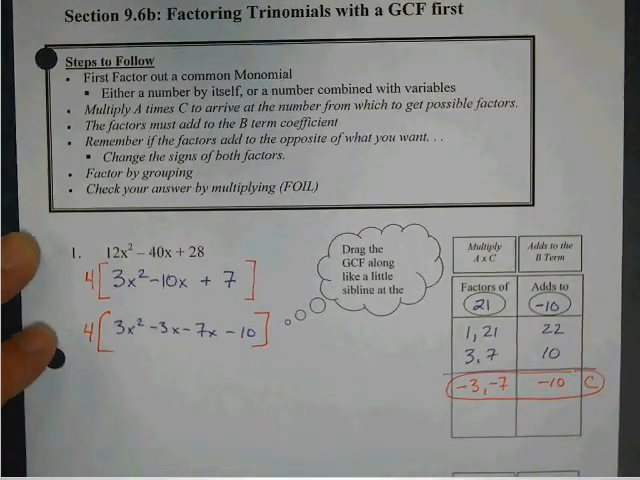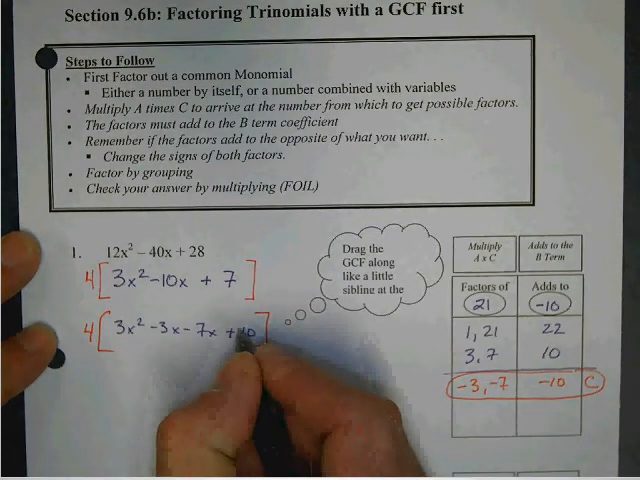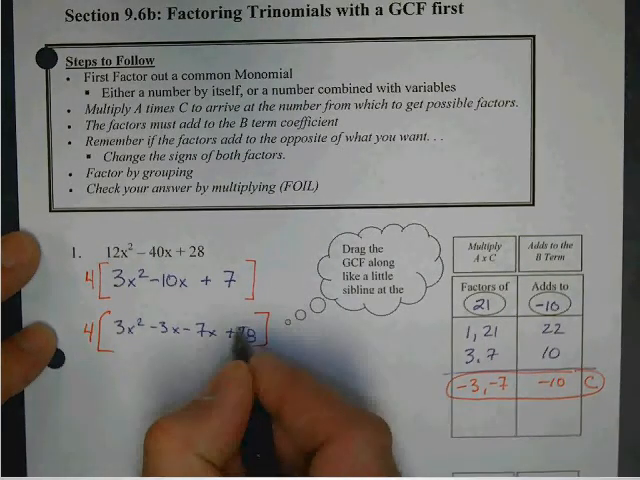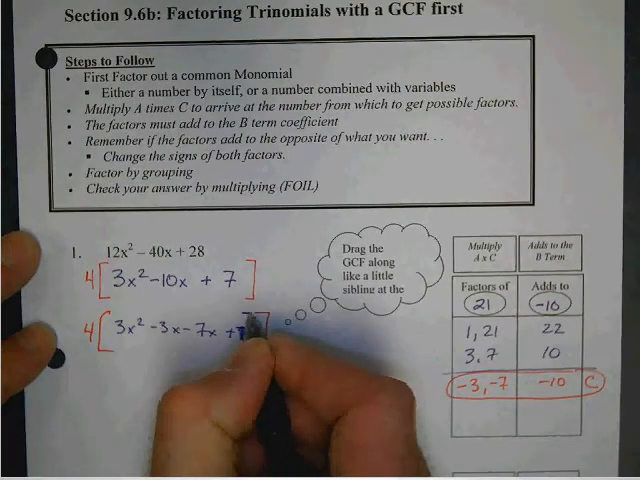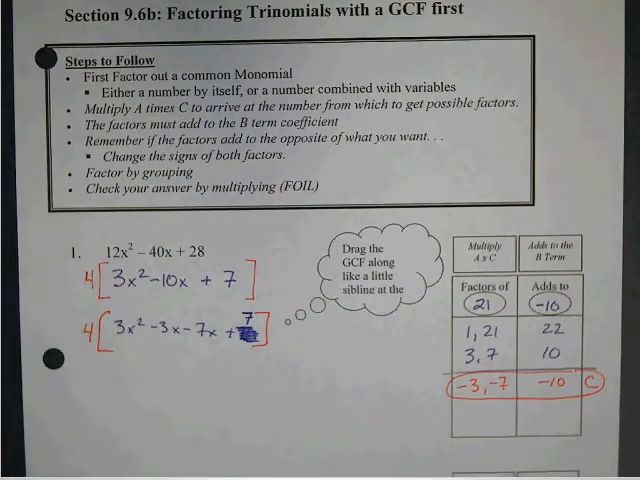Does that look familiar? Where'd you get minus 10? I screwed up. How about plus 28? Well, no, it's 7. Oh, that's even better. You guys are good. I'm a little screwed up today. I was looking way up at the original problem. Plus 7. All right. Thank you for the correction.